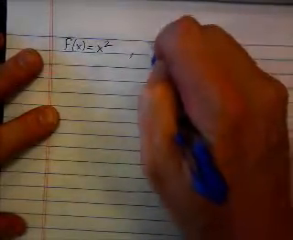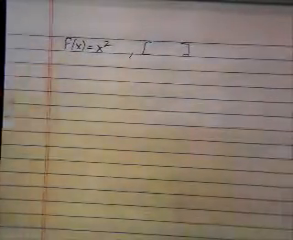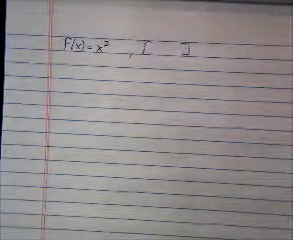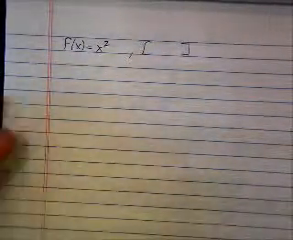Let's say I just gave you f of x equals x squared, which seems like it would be nice and simple. F of x equals x squared. And then I need an interval. Anybody got a nice interval? 0 to 6. 0 to 6.